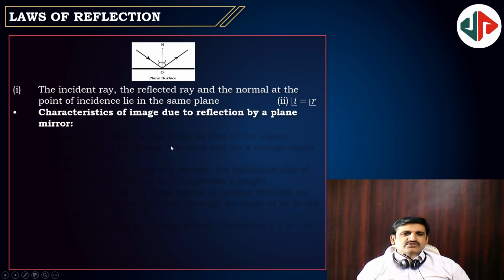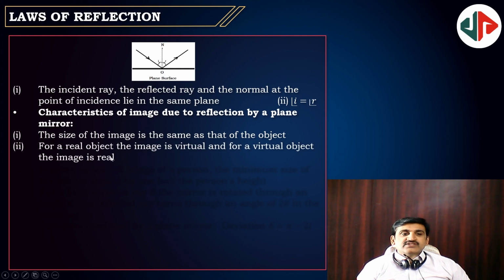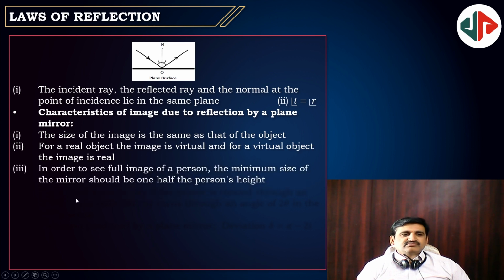Characteristics of image due to reflection by the plane mirror: the size of the image is the same as that of the object, and for a real object the image is virtual, and for a virtual object the image is real. In order to see the full image of a person, the minimum size of the plane mirror should be 1/2 of the person's height, and he has to stand at the middle of the room.